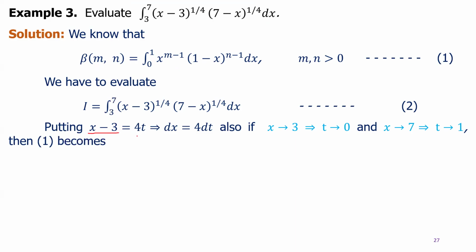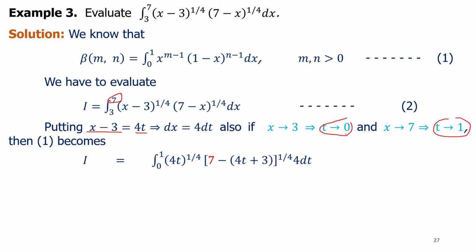If you put x minus 3 equal to 4t, what is dx? dx is equal to 4 dt. Also, if x is 3, 3 minus 3 is 0, then the value of t is 0. And if x is 7, the upper limit, 7 minus 3 is equal to 4, 4 equals 4t, so t is equal to 1. Then I is equal to the integral with limit from t equal to 0 to t equal to 1. So this is our first aim, because in the beta function, the limit should be 0 to 1. So we converted its limit to 0 to 1.